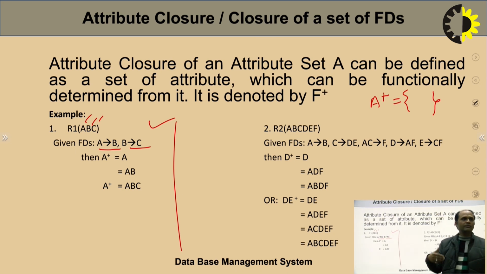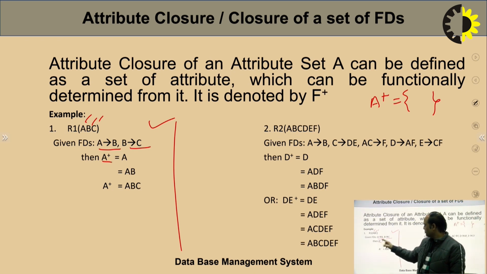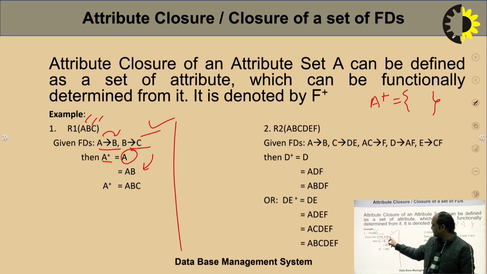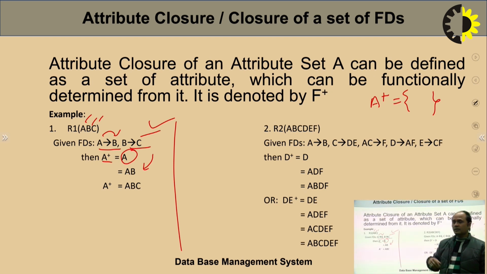Suppose we want the closure of A. How can we find the closure? We find it as A plus. A plus includes A by itself, and A tends to B, which means the B value is dependent on A, so we also include the attribute B. And B tends to C, which means the C value is dependent on B, so we add C also. So what is the closure of A plus? The closure of A plus is ABC.